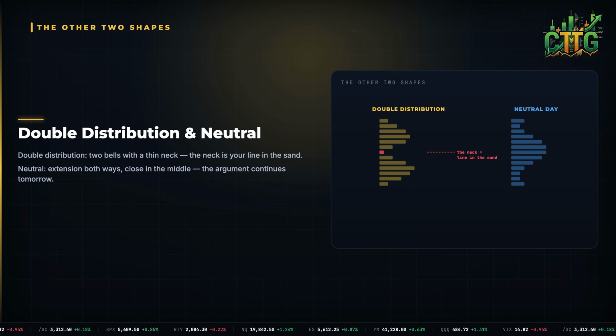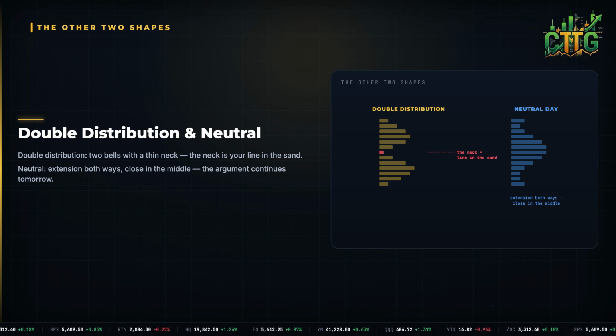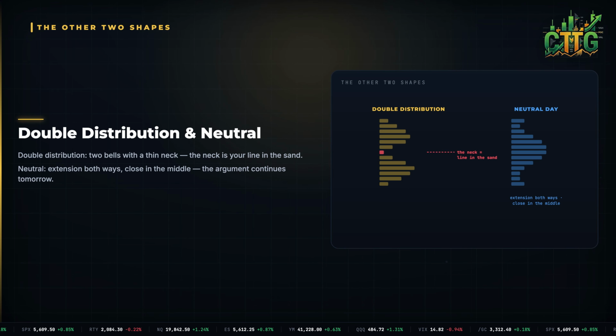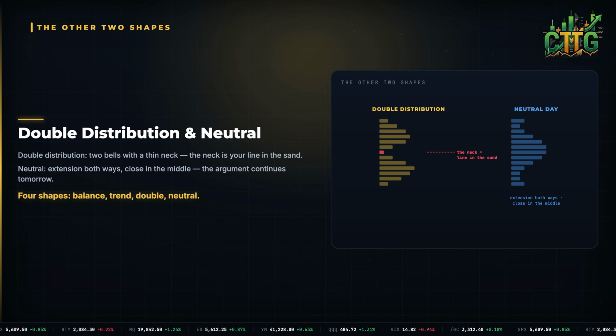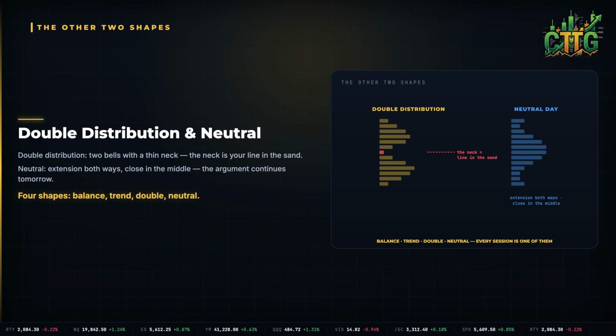And the neutral day. Extension in both directions, closing in the middle. Nobody won. Expect the argument to continue tomorrow. Four shapes: balance, trend, double distribution, neutral. Every session is one of them, or on its way to becoming one.